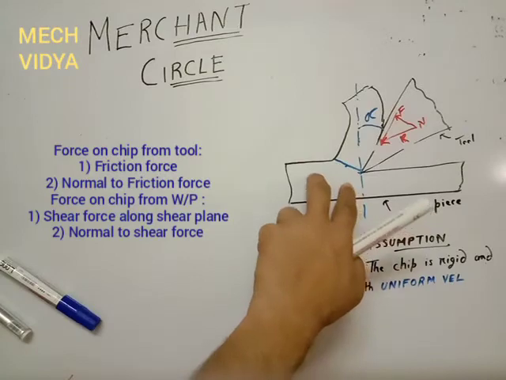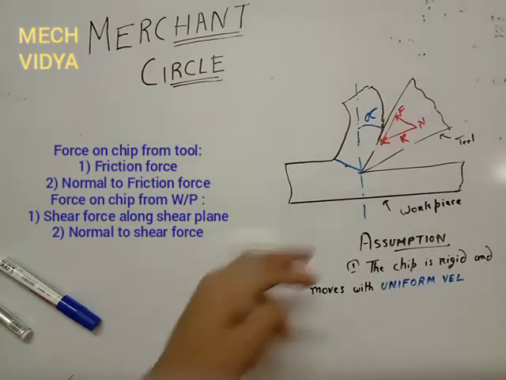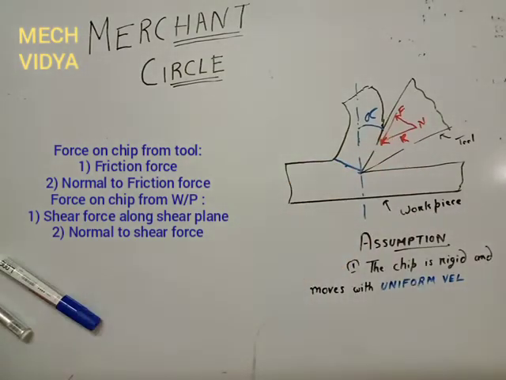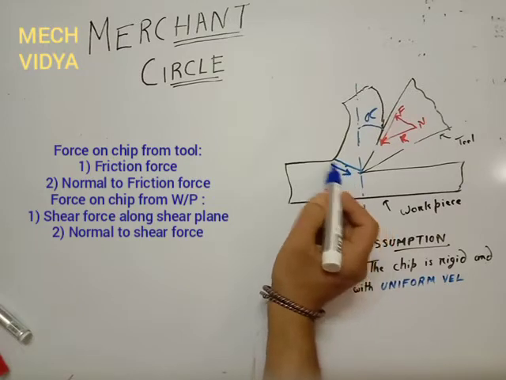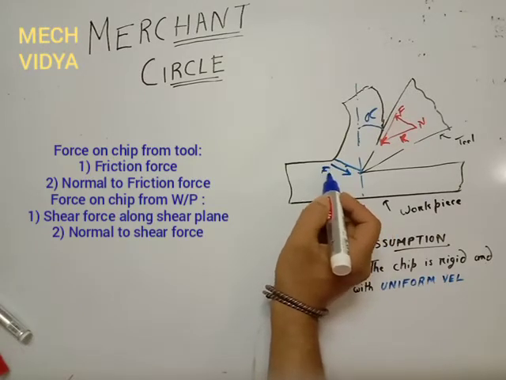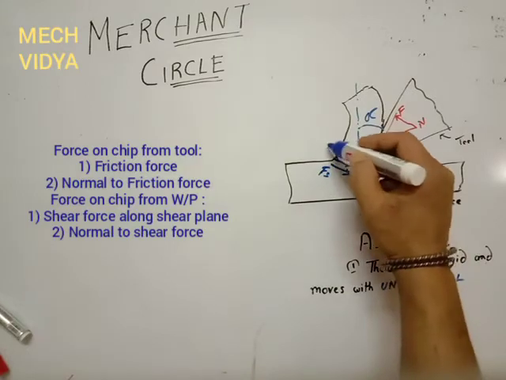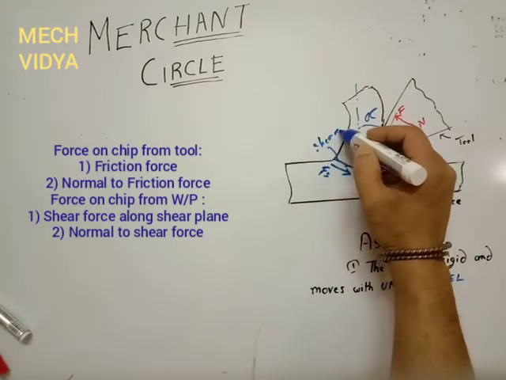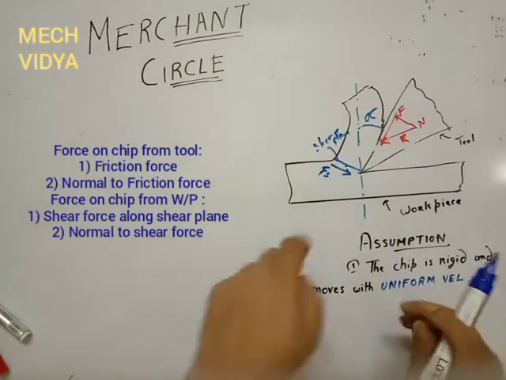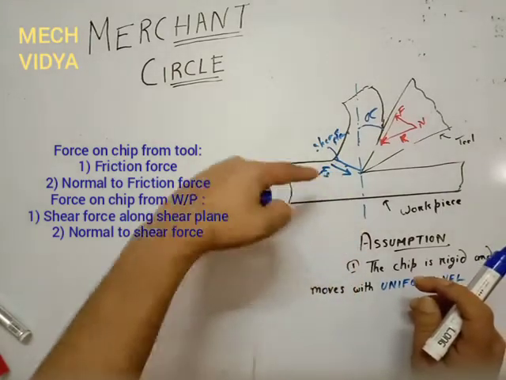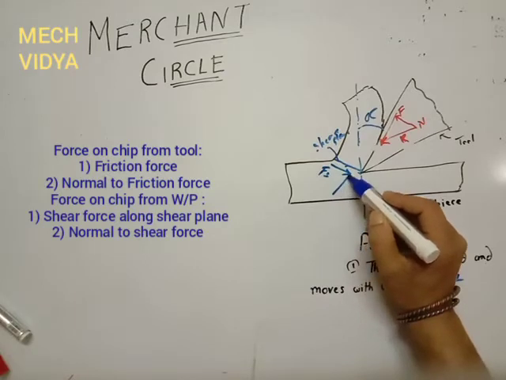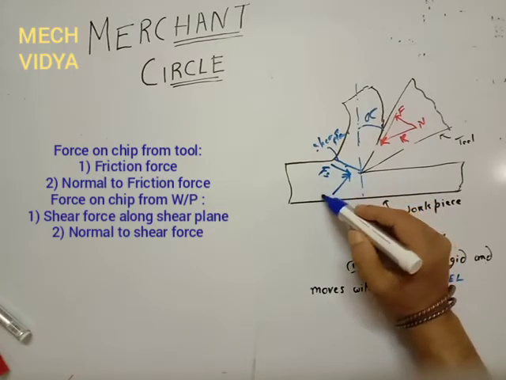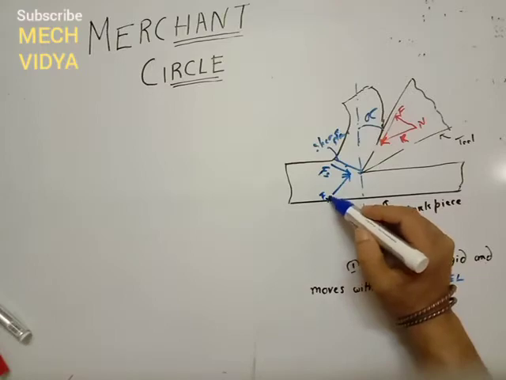Okay, now let us see what are the forces that are generated from the workpiece side to the chip. The first component of the force is acting along the shear plane. This is called the shear force, Fs. This is our shear plane, and Fs acts along the shear plane. And naturally, one more component of the force is acting perpendicular to the shear plane. It will be named as Fn.